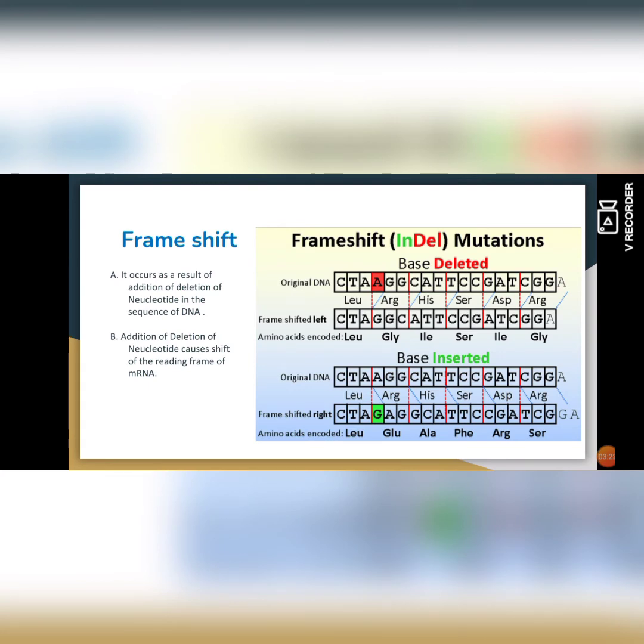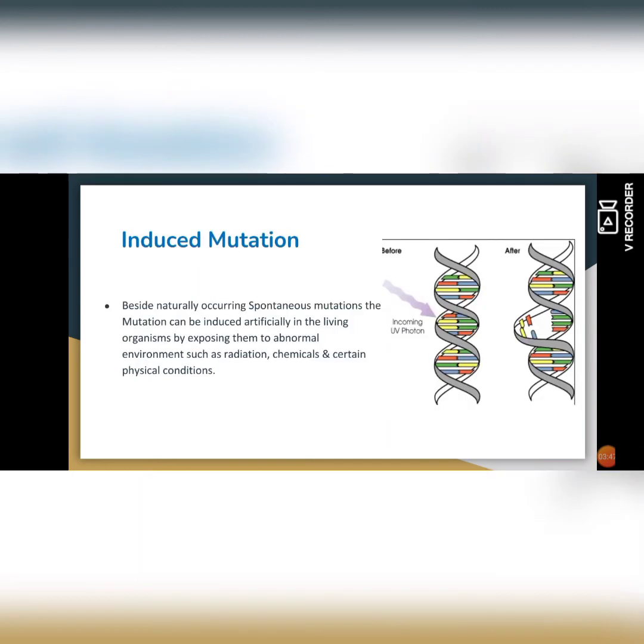Frameshift mutation. It occurs as a result of addition or deletion of nucleotide bases in the sequence of DNA. In an mRNA, each codon is represented by three bases without punctuation. Addition and deletion can change the entire frame. So, frameshift mutation brings greater effect than point mutation.